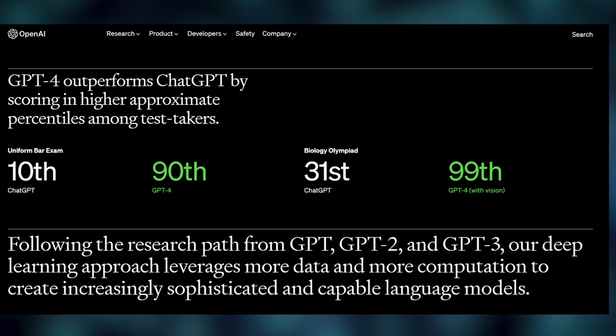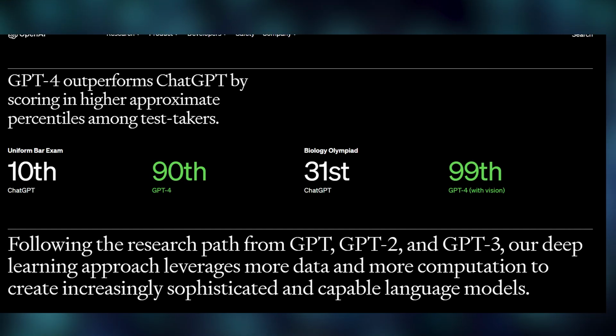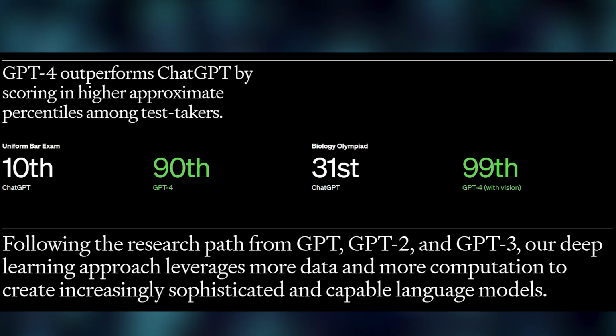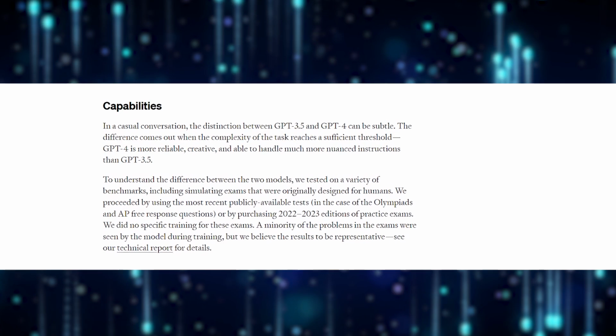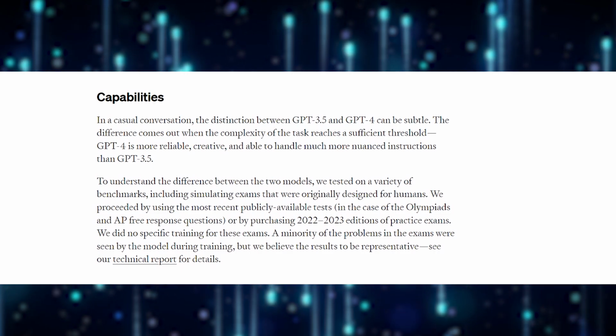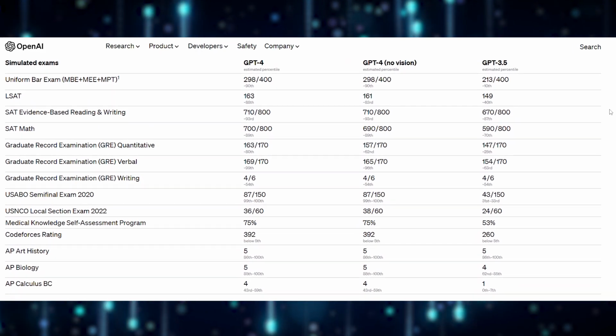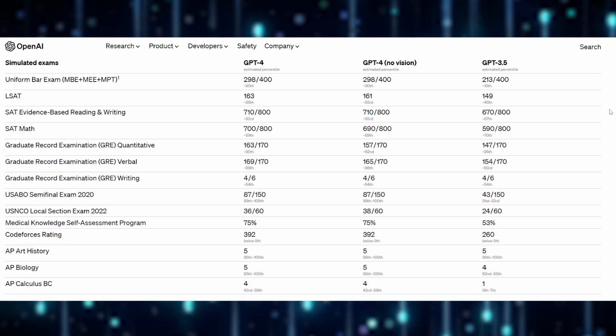GPT-4 outperforms its predecessors, including ChatGPT, on various human tests like the Uniform Bar Exam and Biology Olympiad. Its advanced capabilities are attributed to its larger model size with more parameters compared to previous iterations. This trend of increased model size and performance is expected to continue with future models.